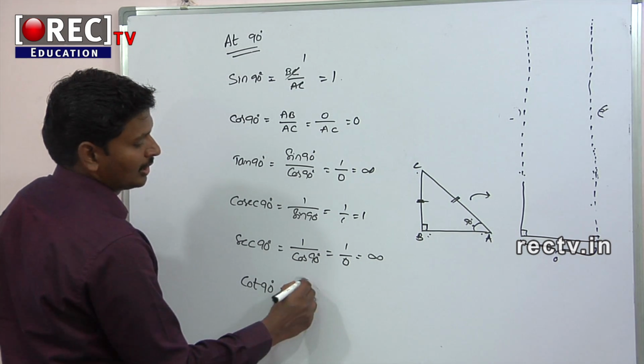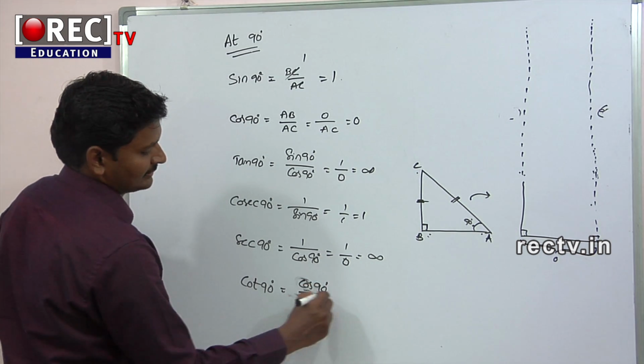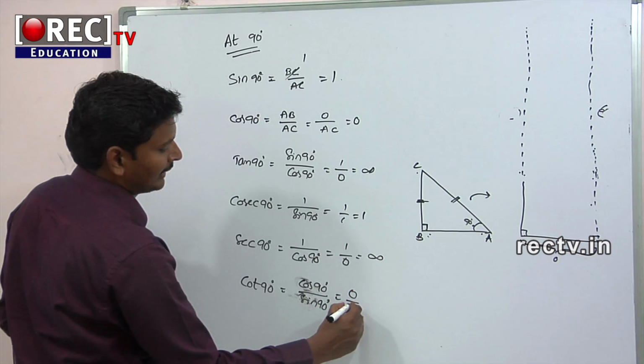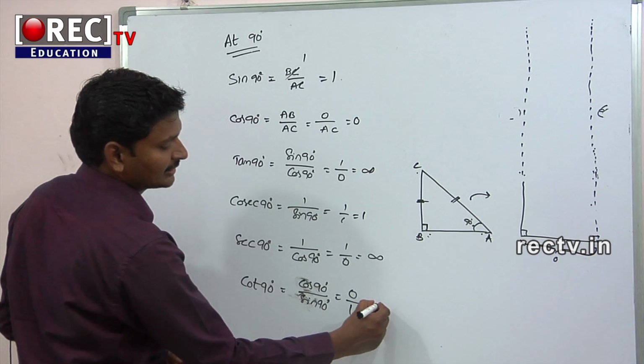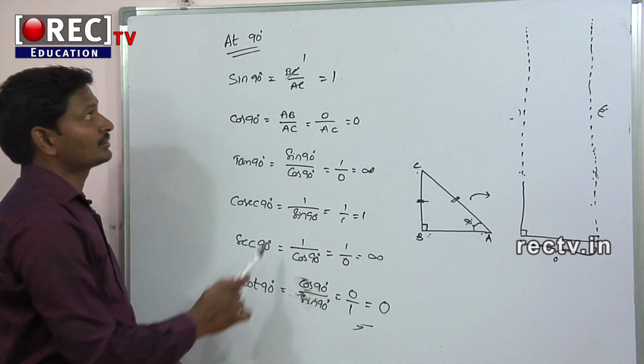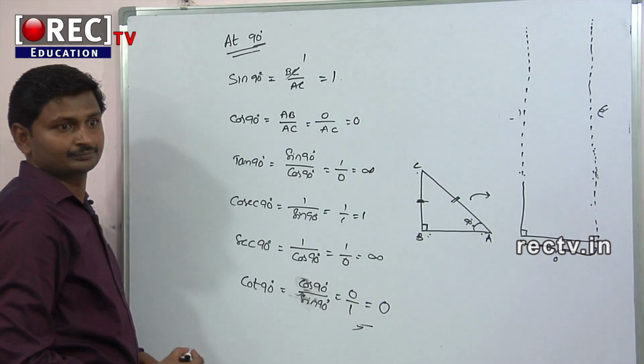Next, cot 90 degrees is equal to 1 by tan 90 degrees. So that is equal to cos 90 degrees divided by sin 90 degrees. Cos 90 degrees is equal to 0. 0 divided by sin 90 is 0, since 0 by anything is equal to 0. Now these are the trigonometric ratio values at 90 degrees.